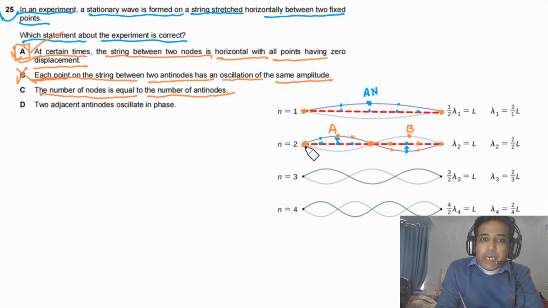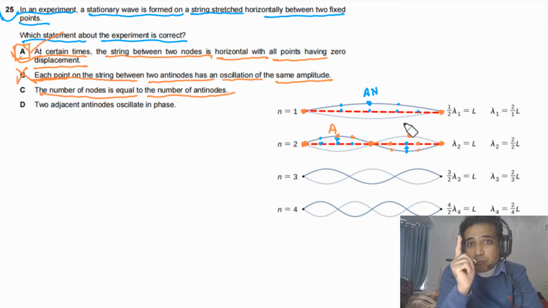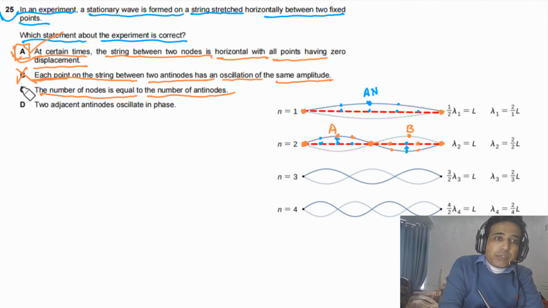And if you look at this one, we have 1, 2 and 3 nodes, and we have two antinodes. So number of nodes is greater than number of antinodes. So it means this statement is also incorrect. Not equal. So it has to be not equal.